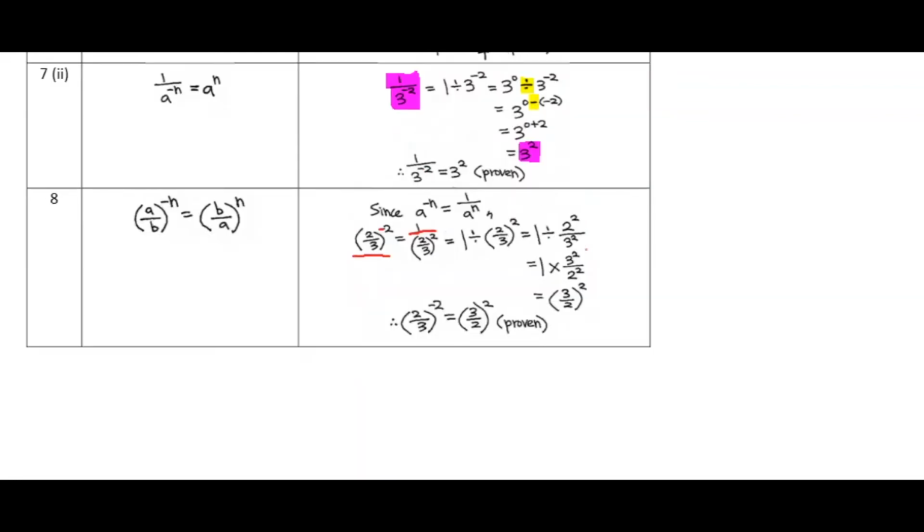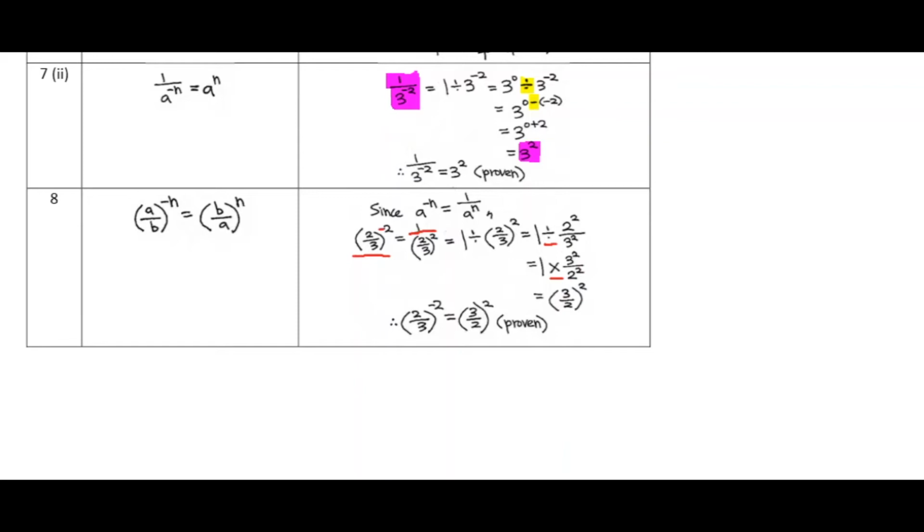The next step: if I have a divide, I can change it to a times, but in doing so I flip the fraction that is being divided by. So this fraction will be flipped around when I change it to times, and it becomes 3 squared over 2 squared. I can take out the common power of 2 and it becomes (3/2) squared.